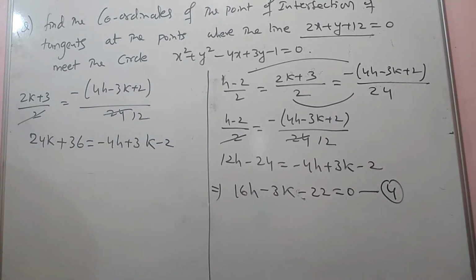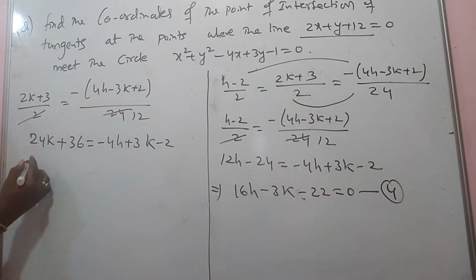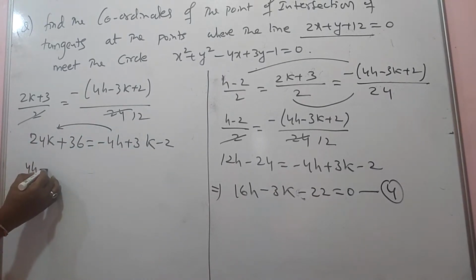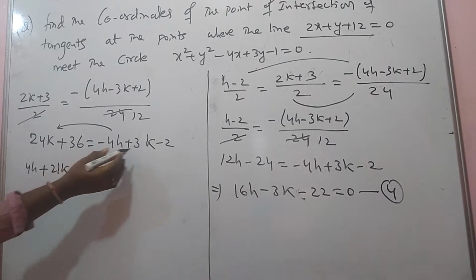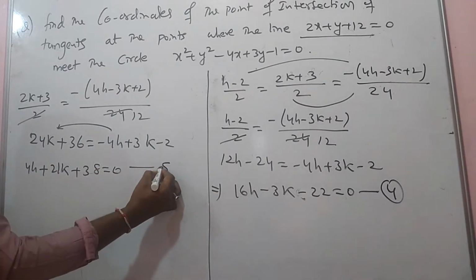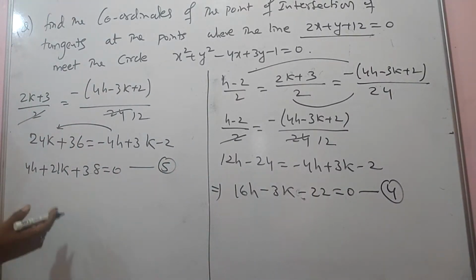Okay, so this is what I am getting, right? Then if I solve this one, I am sending this to plus 4h, this to plus 21k, and this to plus 38 is equal to 0. This is equation number 5. You are solving 4 and 5. That's it, 4 and 5 I have to solve.